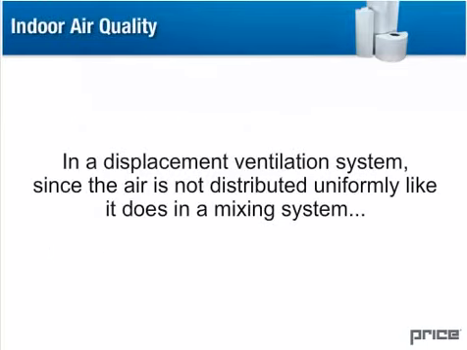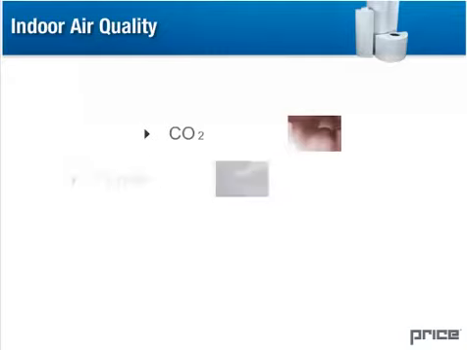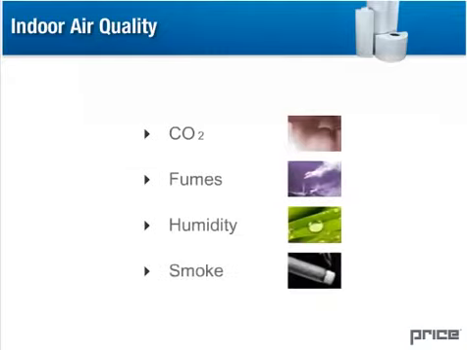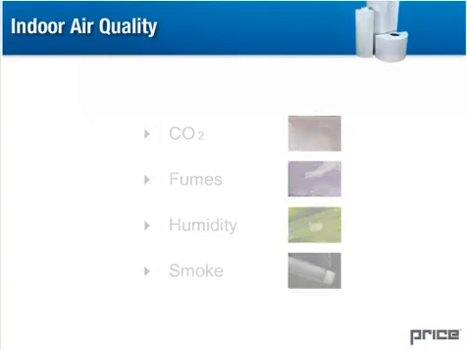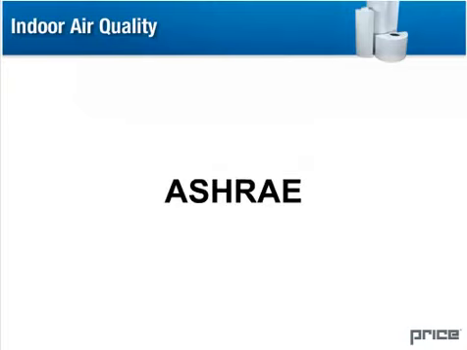In a displacement ventilation system, since the air is not distributed uniformly like it does in a mixing system, contaminants such as CO2, fumes, humidity, and smoke rise and are removed from the occupied zone. This greatly improves the indoor air quality, or IAQ. In fact, by considering the requirements published by the American Society of Heating, Refrigerating, and Air Conditioning Engineers, also known as ASHRAE, Price's family of displacement ventilation products are designed to be energy efficient, cost-effective, and promote a clean, healthy environment.